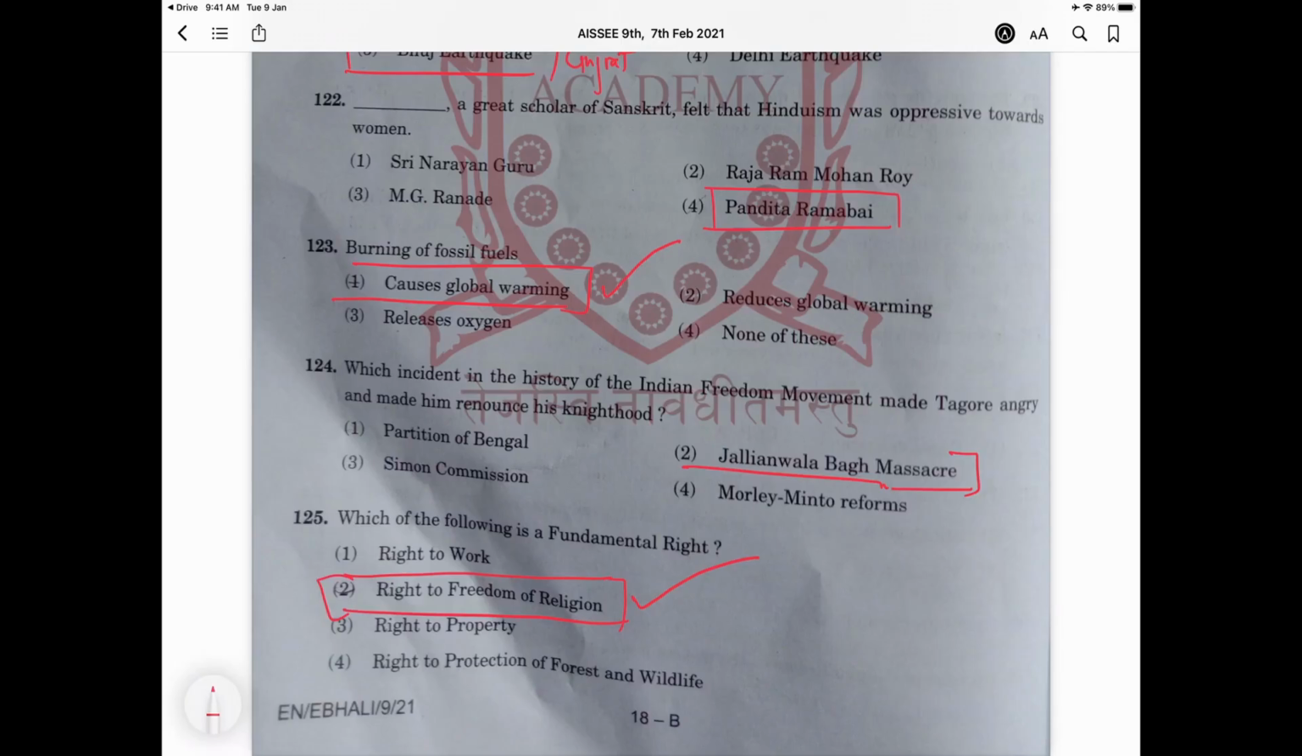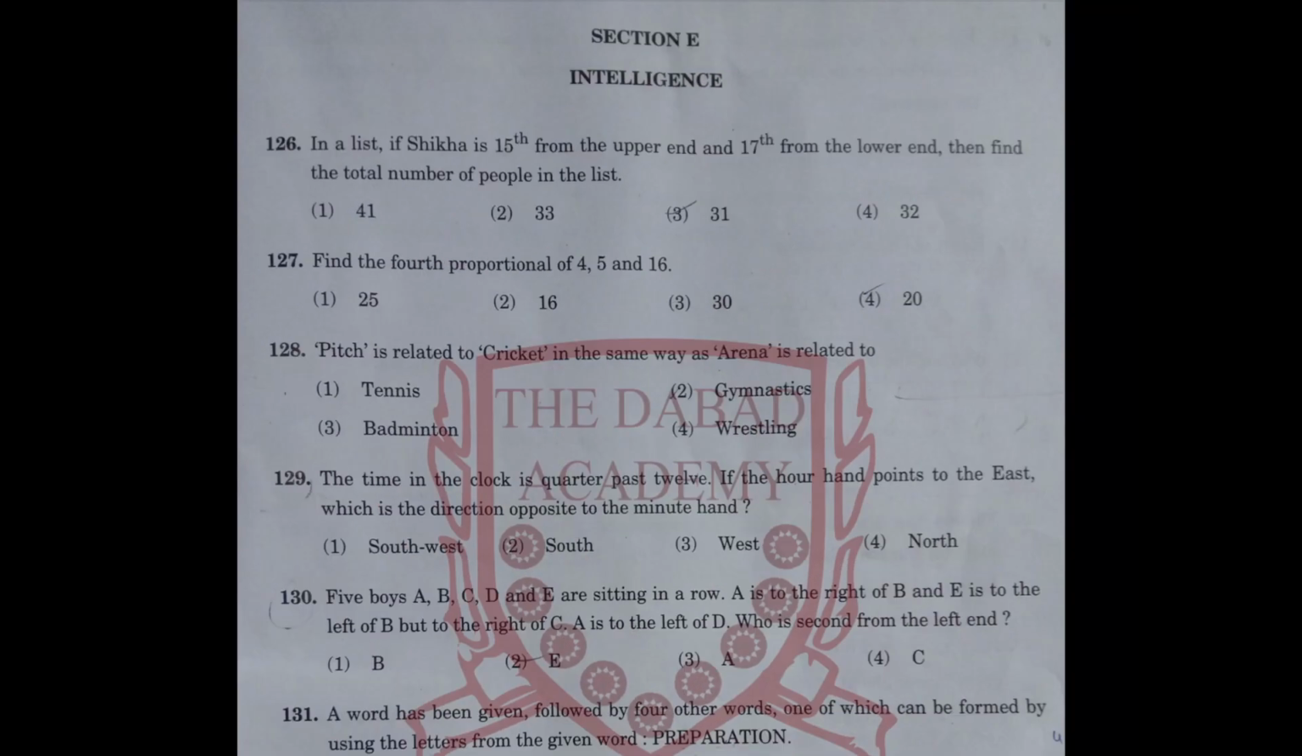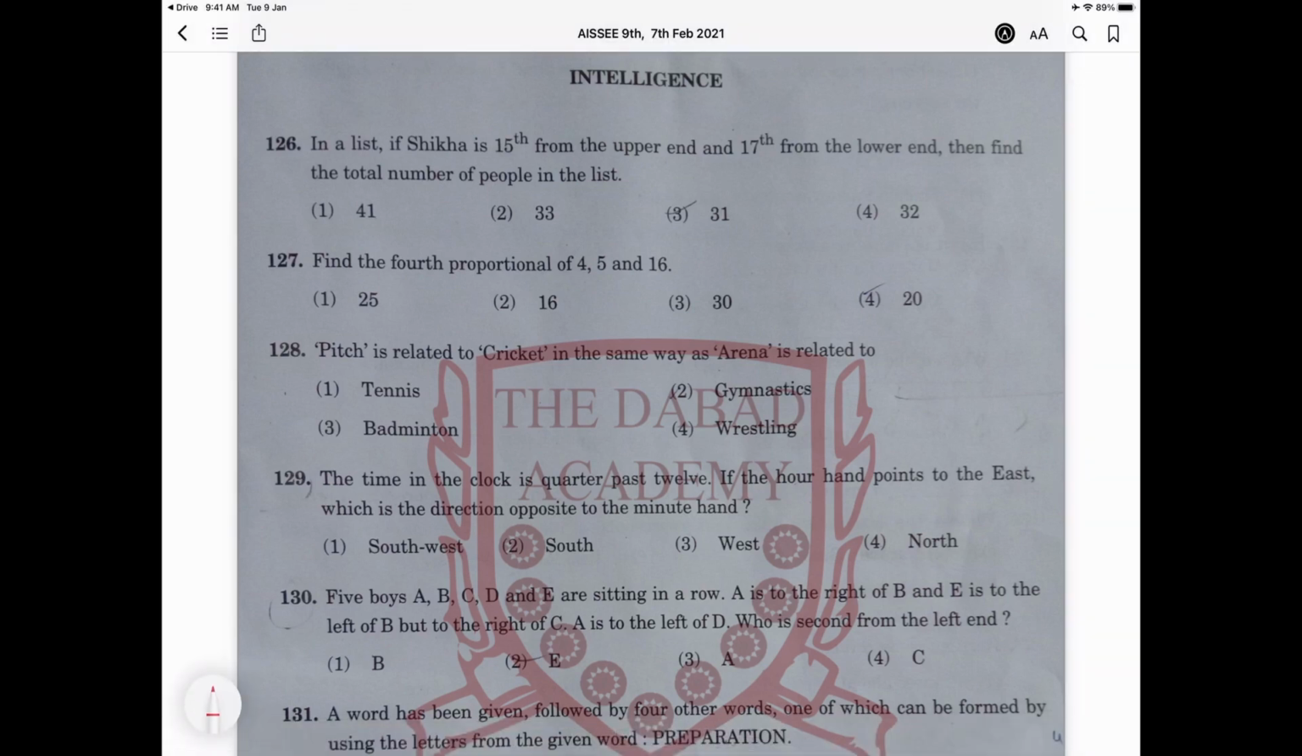Now we'll start with the reasoning portion, intelligence. In section E, intelligence, the answer for question number 126, in a list if Sikha is 15th from the upper end and 17th from the lower end, then the total number of people in the list is, so correct answer is option number 3, 31. In question number 127, find the fourth proportion to 4, 5 and 16. The correct answer is option number 4, 20.